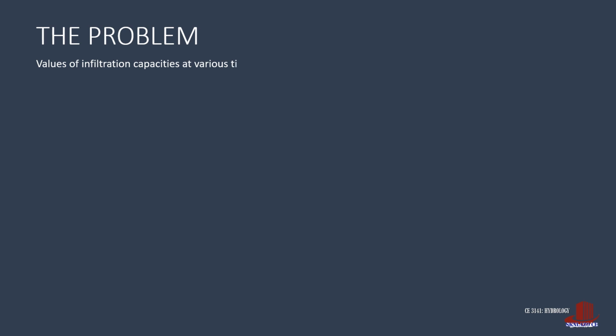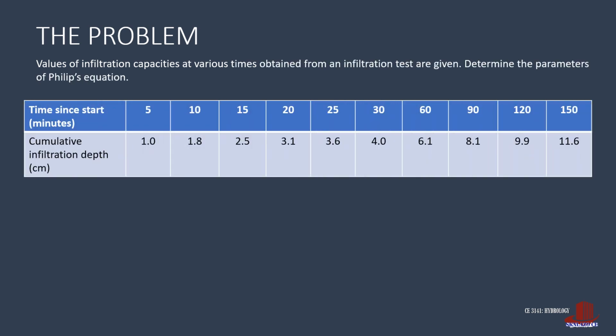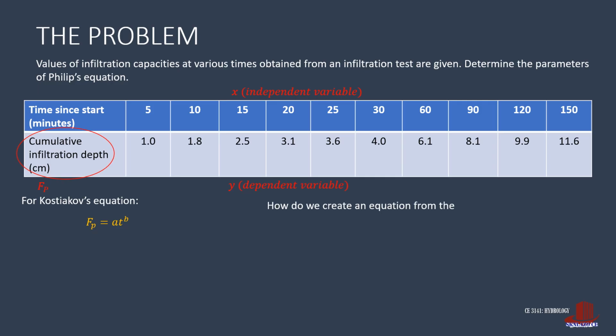With the dataset having time since the start of infiltration in minutes and the cumulative infiltration depth, we are to look for the parameters of Kostiakov's model, where the model's equation is Fp equals a t raised to b. From the dataset, time is the independent variable, and the infiltration depth is the dependent variable. We are to employ curve fitting to look for the best fit line, with the format of y equals mx plus b.